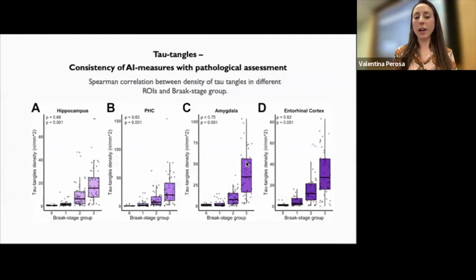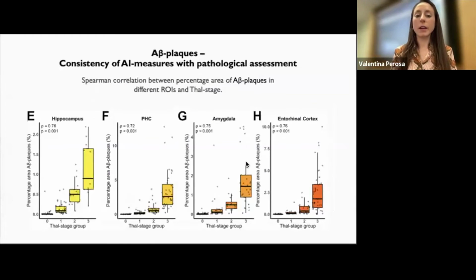And we had, as I mentioned, validation measures that were very good for the models, but I also did a sanity check and controlled whether the tau tangles density, for example, was consistent with the Braak stage and actually increased with the Braak stage, which was the case in all regions. And I did the same also for the amyloid beta plaques percentage area. So this also was consistent with tau stage groups.